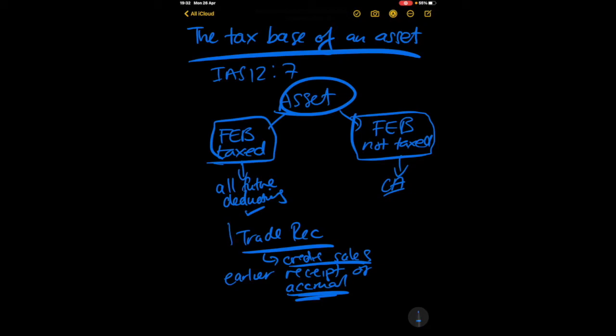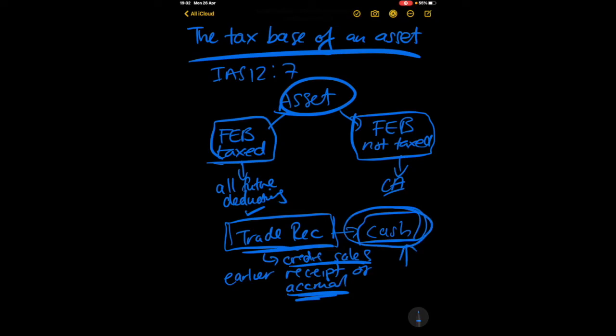So if we think of the trade receivables, what are the benefits embodied in trade receivables? They are going to be the future cash payments. So when we receive that cash, will that cash be taxed? No, it will not be taxed because the credit sale has already been taxed. So for that reason, the future economic benefits are not taxable, and therefore the tax base becomes the carrying amount.